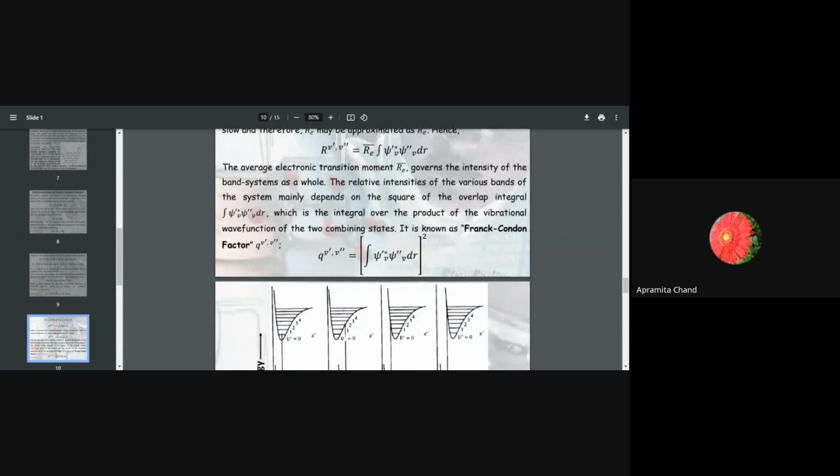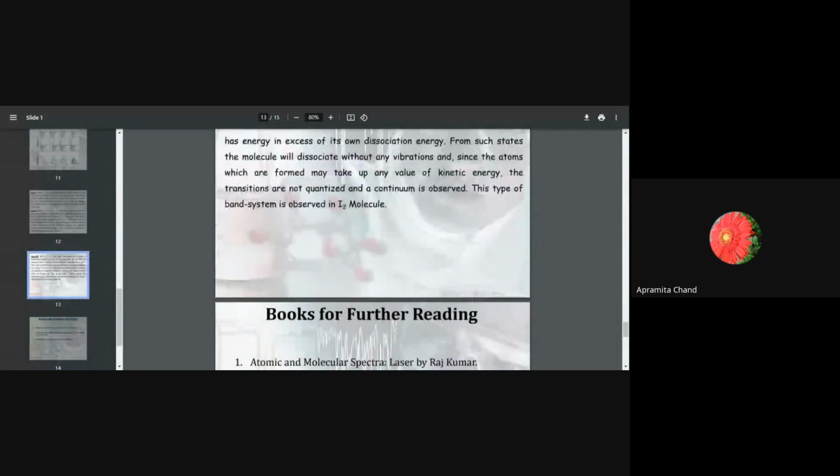Now, if we are considering the integral part, then this particular integral, when squared, will be the Franck-Condon factor. We can tell that Re bar with q here, this particular factor, if we square it, we can get the relative intensities of the various bands of the system, and this is known as the Franck-Condon factor.